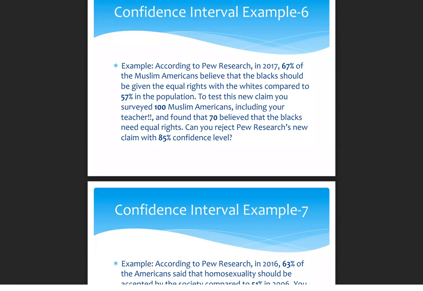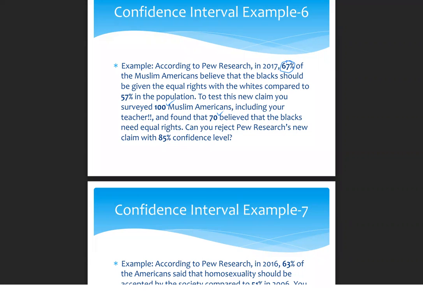So Pew Research is saying that 67% of the Muslim Americans believe that blacks should be given equal rights with the whites. You just want to test that claim. So you went out and surveyed 100 Muslim Americans, and 70 of them said yes, we should give equal rights to blacks and whites. Can you reject the Pew Research's new claim with 85% confidence level? Okay. So 85% confidence level.